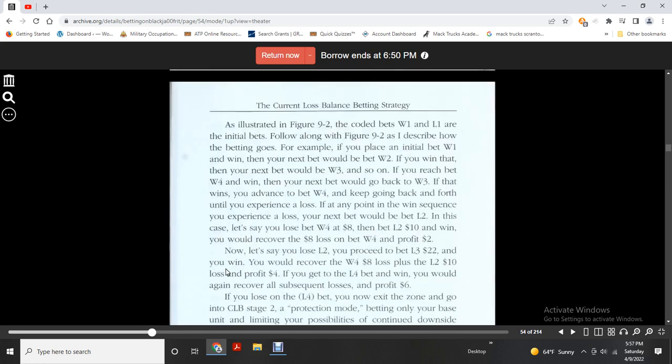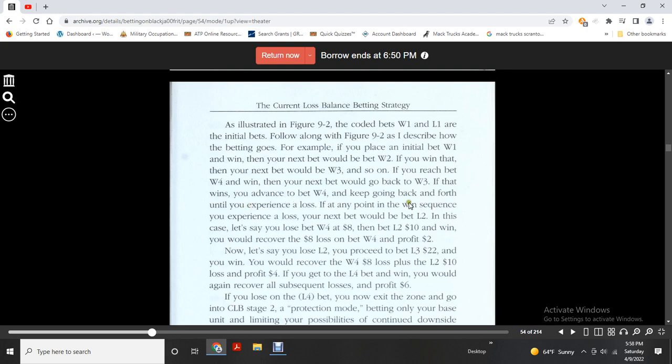As illustrated in figure 9.2, the codes for the bets, W1 and L2, are initial bets. Along with figure 9.2, it describes how the betting goes. For example, if you play with the initial bet W1 winning, your next bet would be W2. If you win that, the next bet would be W3, and so on. If you reach bet W4 and win, the next would be back to W3. If you win, you advance to bet W4 and keep going back and forth until you experience a loss.